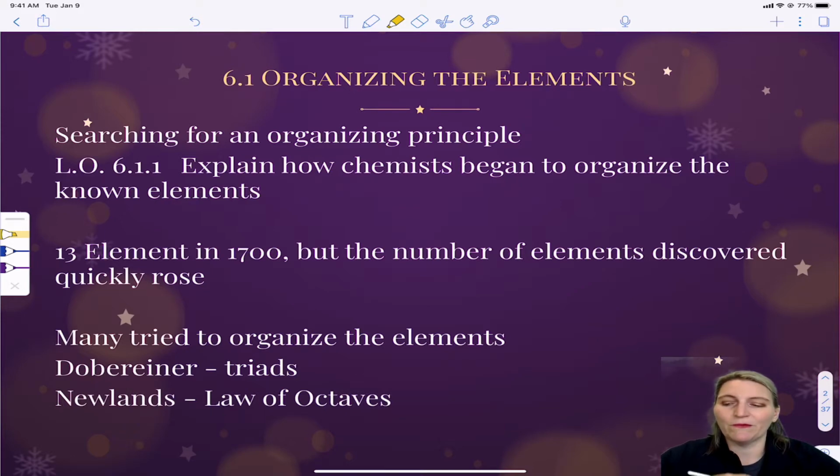There was this idea that maybe elements came in triads, so that there were 3 elements that had similar properties. Copper, silver, and gold have very similar properties. Sodium, potassium, lithium have very similar properties. Newlands was a chemist who came up with this idea of the law of octaves, and he thought that elements would basically repeat every 8. And in some ways they were not wrong, but they just didn't know the full story.